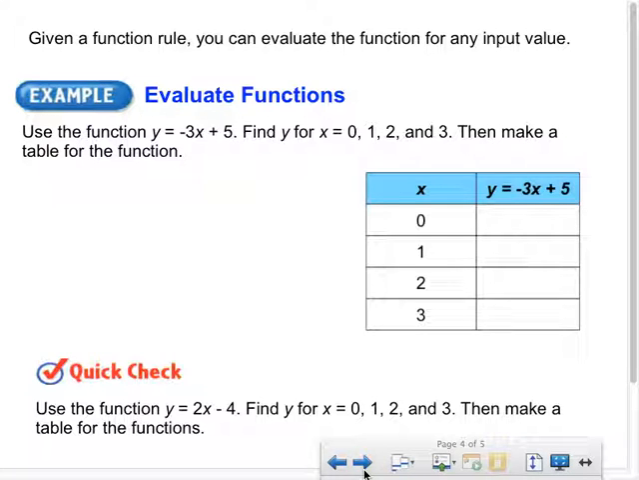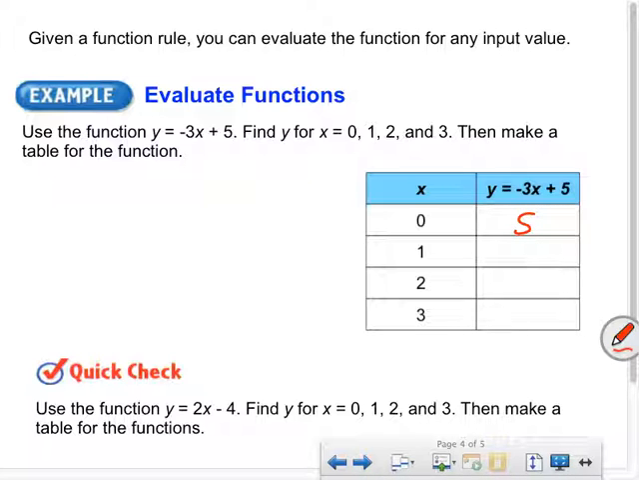Give a function rule you can evaluate for the function for any input value. Okay, use the function. Find y for these values. Then make a table for the function. Well, all they're saying is just evaluate it. So what's the value going to be if I replace 0 into that equation? It'll be 5, right?